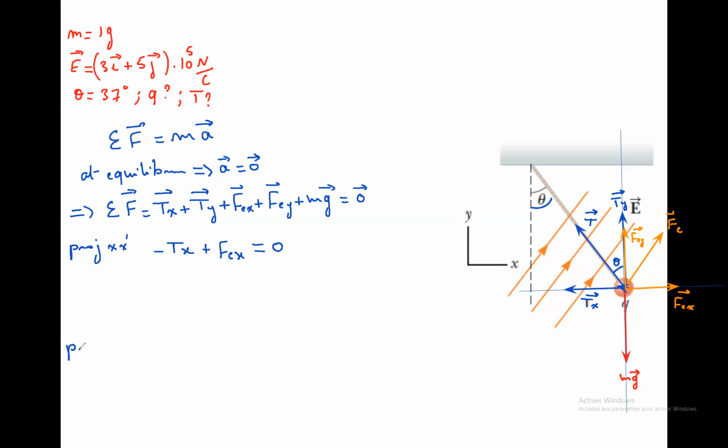Okay? And we do the same for the y prime direction. In the positive direction, we have Ty and we have Fey, plus Ty plus Fey, and in the negative direction we have minus mg, equal to 0.